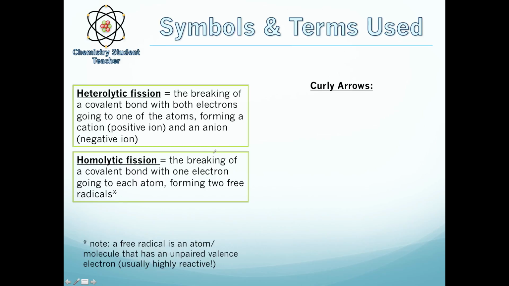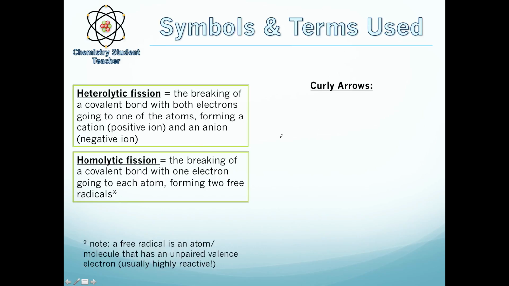Homolytic fission is the breaking of a covalent bond with one electron going to each atom, forming two free radicals. So again, fission is breaking, so the breaking of a covalent bond, the fission of a covalent bond. And homolytic, homo means the same, with one electron going to each atom. So at the end of the day, you're getting two identical free radicals if the two atoms are the same, of course, but the point is you're getting two radicals as one electron's gone one way, one electron's gone the other. But how do we actually denote these when we're doing mechanisms?